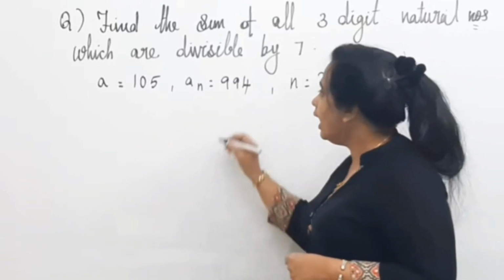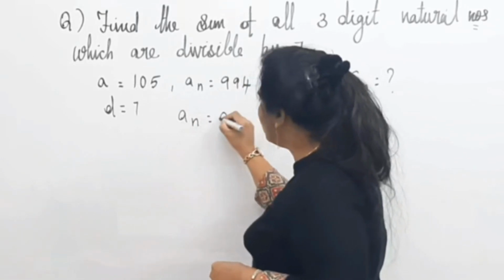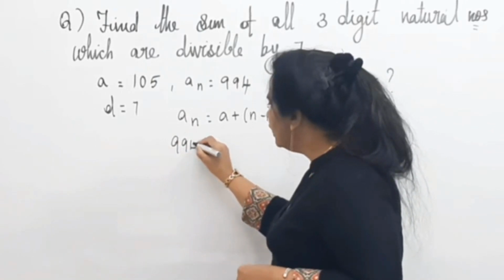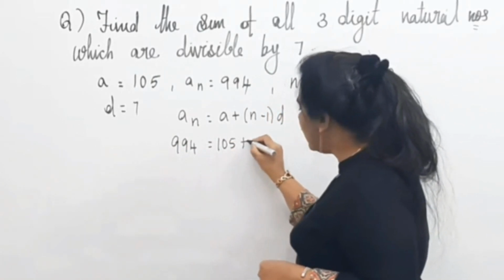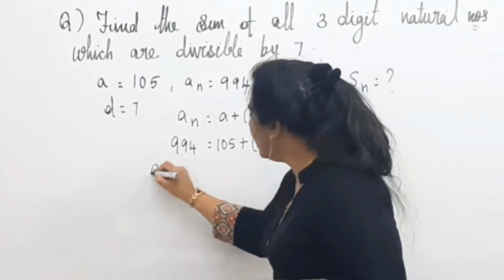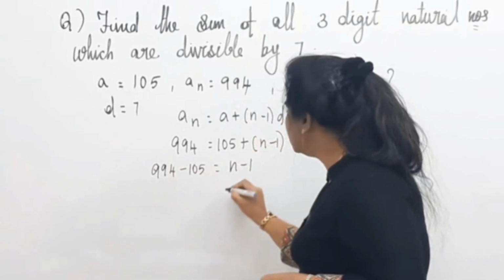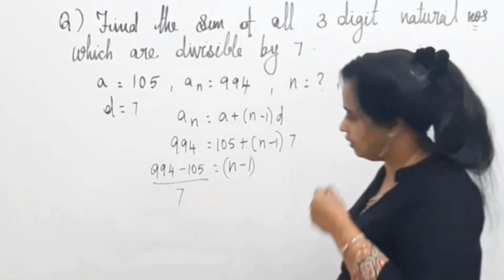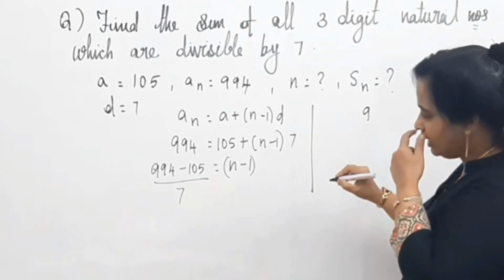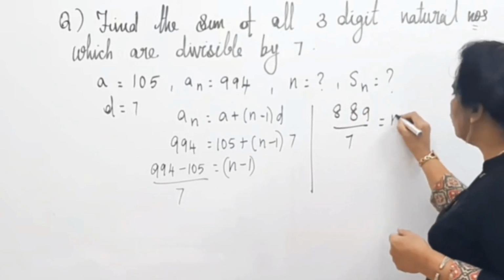I know an, and of course d is equal to 7, the difference. So let me have my an is equal to a plus n minus 1 into d. So 994 is equal to 105 plus n minus 1, and d is 7. So I would have 994 minus 105 is equal to n minus 1 into 7. So I will have 14 minus 5 is 9, and then 8 minus 0 is 8, and 9 minus 1 is 8, that is 889, divided by 7, which is equal to n minus 1.